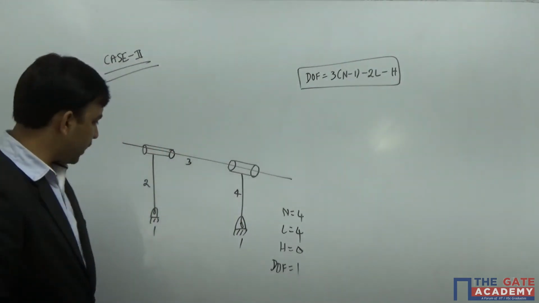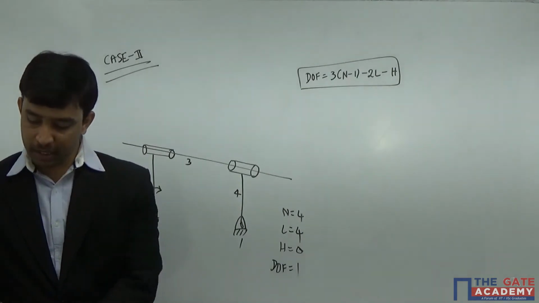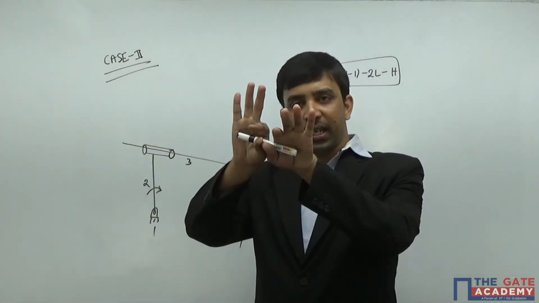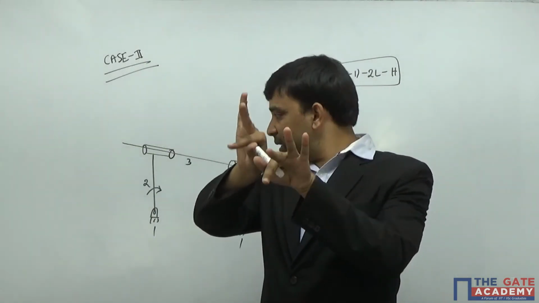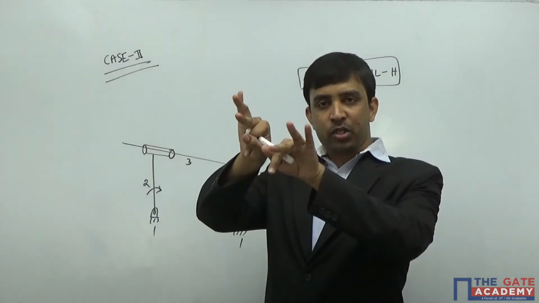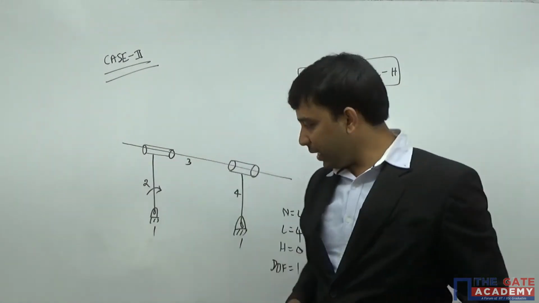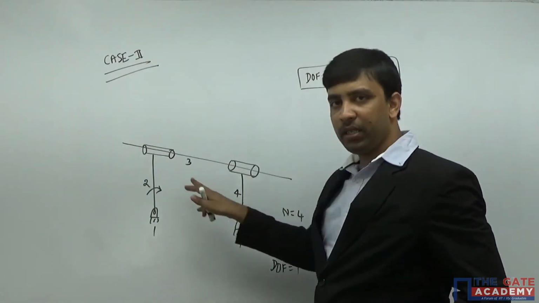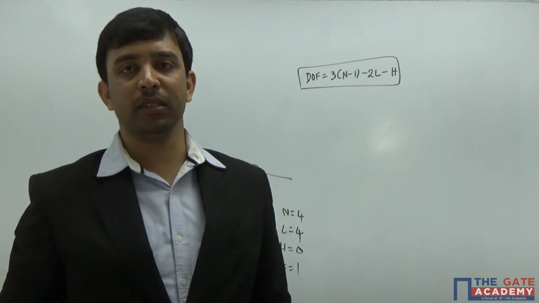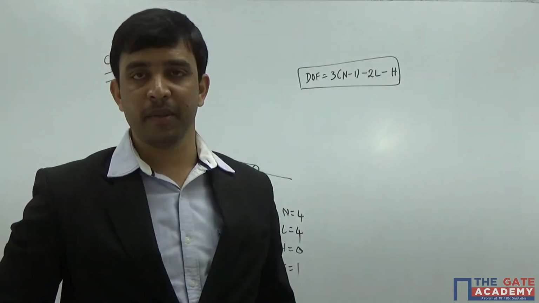But here if you look at the mechanism, when I try to rotate link number 2 like this, link number 3 will get jammed inside these 2 sliders, slots. And there won't be any relative motion. Here I got degrees of freedom as 1, but there is no degree of freedom possible. So the result obtained is inaccurate. I can say Kutzbach's criterion failed in this case.